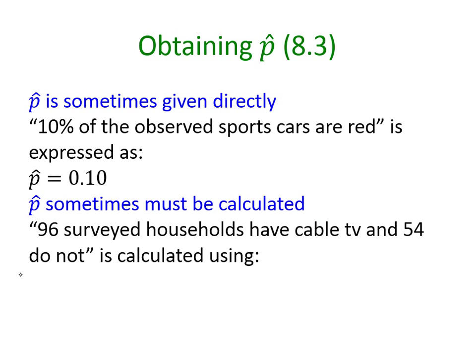98 surveyed households have cable TV and 54 do not. So how would I find out the sample proportion of the amount that have cable TV? It is not 54 divided by 96. So how would I find out the proportion that do have cable TV? It's 96 out of the total, which is, we'd add the 96 and the 54 together to get 150. Okay, so the 96 out of the total of 150 would give you that 64% of them had cable TV.